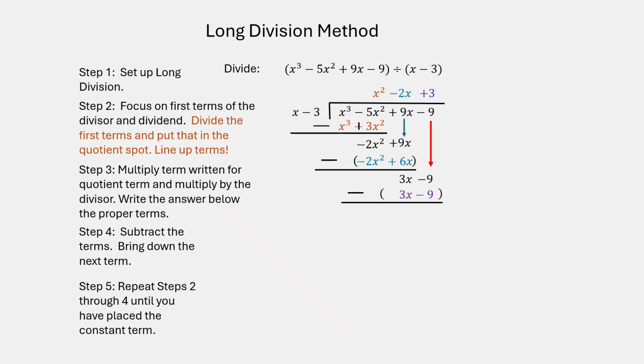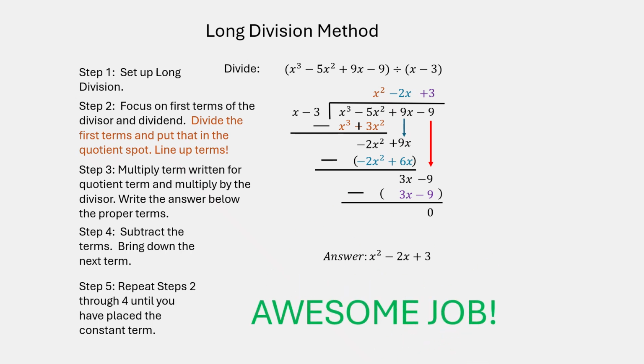When you subtract two things that are exactly the same, they cancel out. It gives you a big whopping 0. Woo! All right. So in this case, we have a binomial that divides evenly into another polynomial. That's awesome. There's 0 remainder. That means our answer is just straight up x squared minus 2x plus 3. Easy peasy. Awesome job.